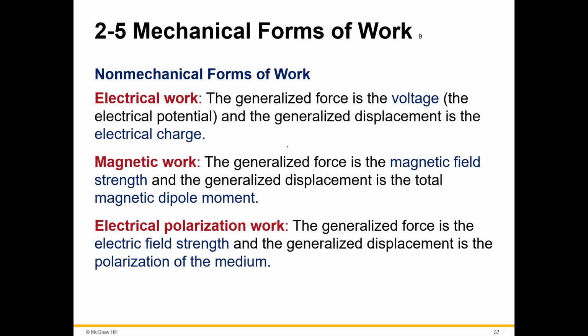You've got magnetic work. The generalized force is the magnetic field strength, with the generalized displacement being the total magnetic dipole moment. That's when you start getting into a lot of medical industries that use these magnets, like an MRI machine. And then electrical polarization work: the generalized force is the electric field strength, and the generalized displacement is the polarization of a medium. And you have a compass. So that's how that's done. It's done with the polarization of our Earth.